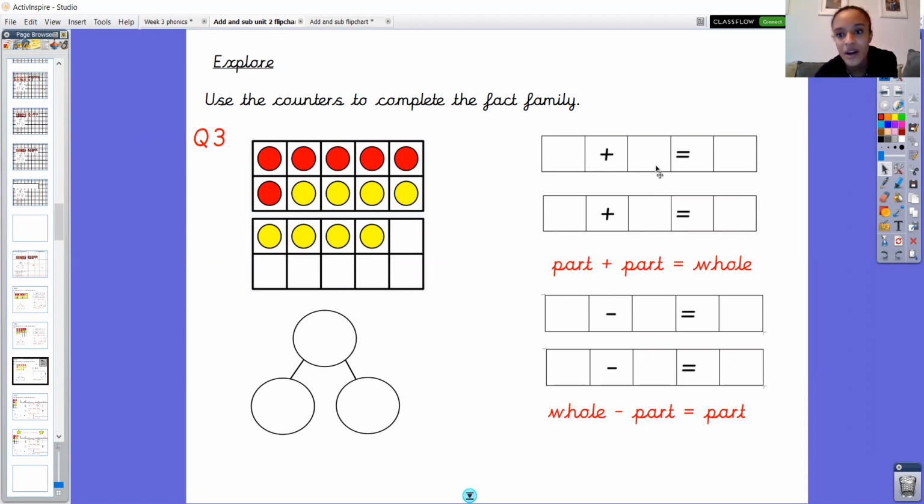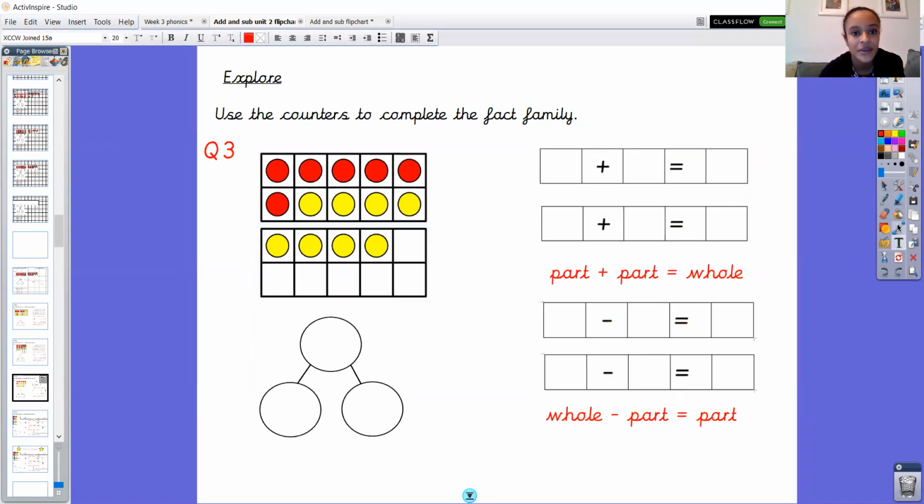Part add part equals whole, part add part equals whole, whole take away part equals part, whole take away part equals part. You can always find out what the whole is first and put that in the right place if you'd like to. It's up to you how you do it, but you can use the part whole model to help you. I would suggest you draw a part whole model, put the numbers in, and then it'll make it a bit easier. You're really thinking about which part goes where and where the whole goes. Please pause the video now and have a go at question 3.